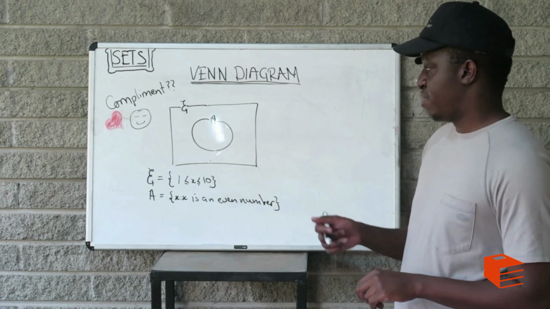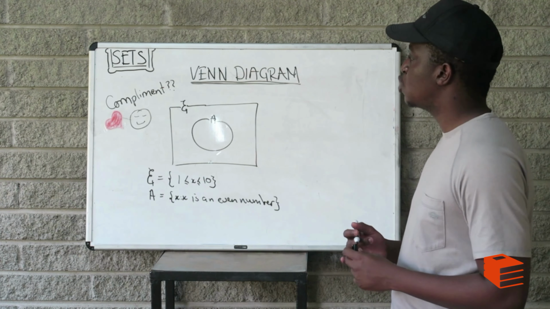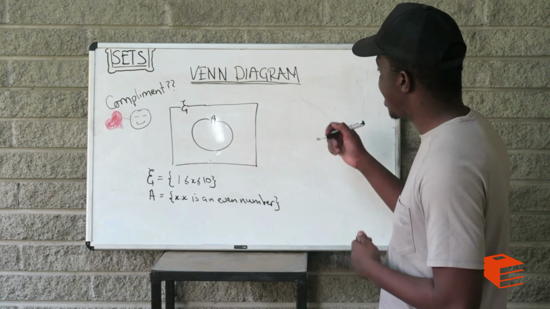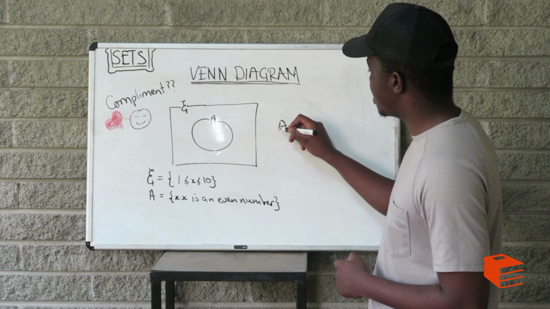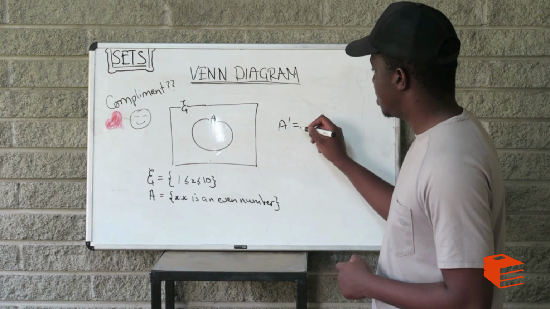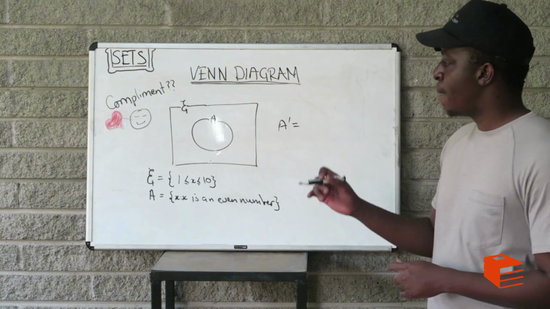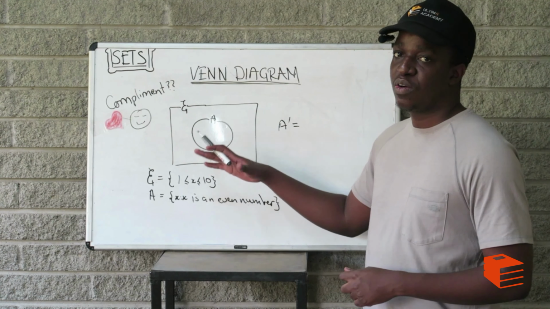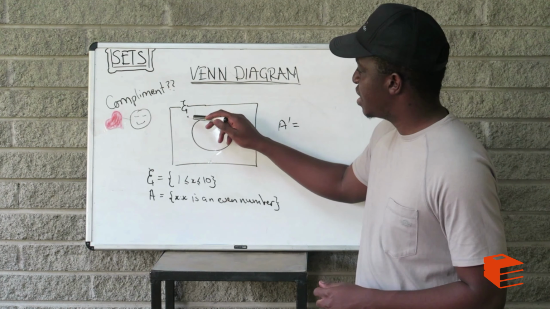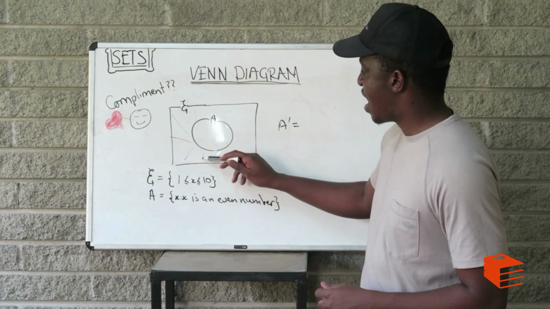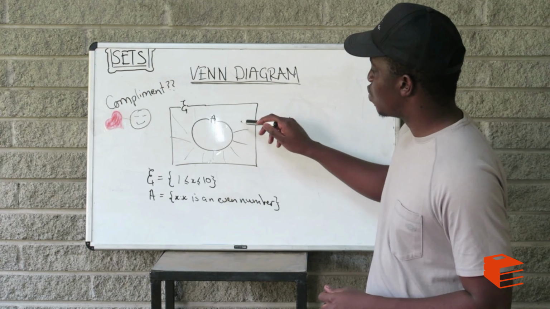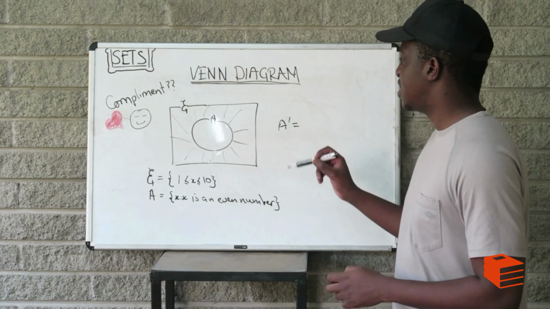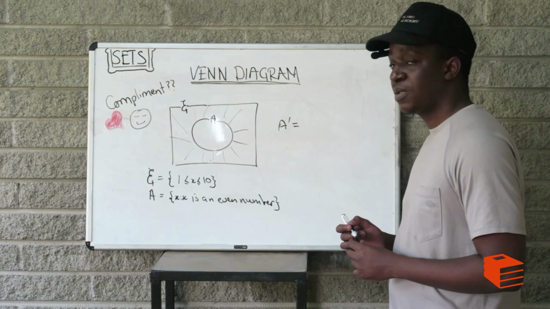So before I start to fill it in, I'm going to show you what complement means. When we say a complement, which is represented by that, a complement just means everything outside of A. So meaning the shaded region is what satisfies A complement.